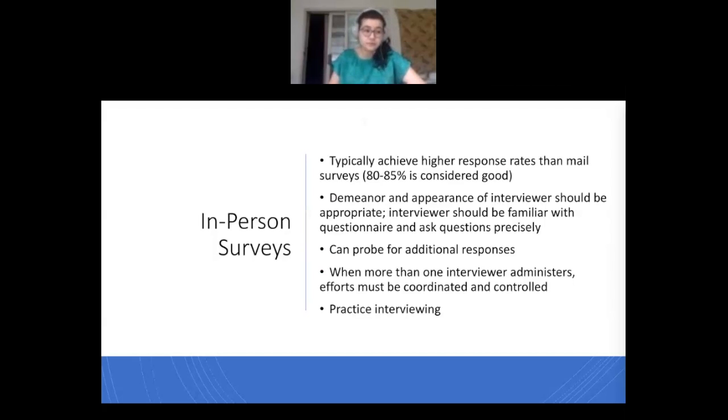And this can help respondents with confusing items when you're doing in-person interview. So the respondent can ask you questions about the question and say, I'm confused by this. What does the question mean? And you can sort of provide support for the respondent. And the interviewer can also probe for additional responses.